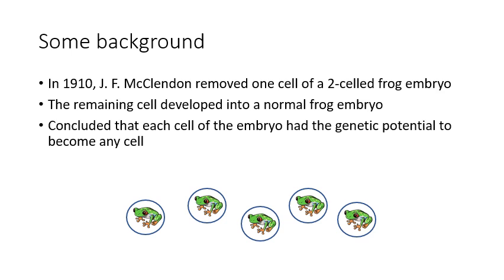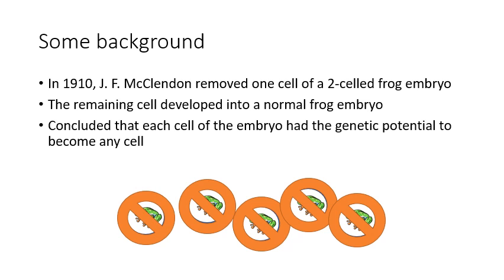So he concluded that each cell of the embryo had the genetic potential to become any cell. And that basically disproved the idea that there was a fully formed organism inside that zygote. If he had taken away half of that zygote, it would have taken away half of that frog, and it would not have been able to develop into a fully formed frog.